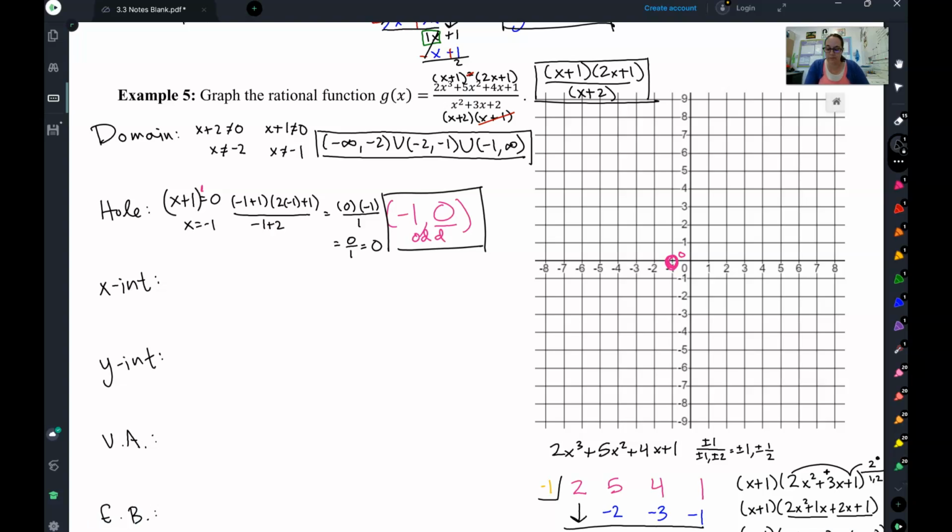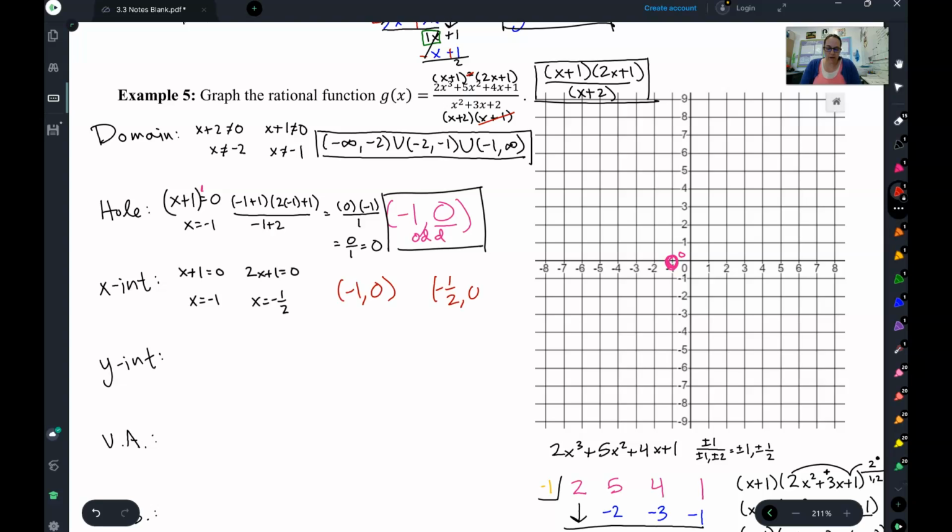Now let's find my x-intercepts. For the rest of the problem, I need to use my simplified version. So x-intercepts, let's look at the numerator of my simplified version. I get x equals -1 and x equals -1/2. So I have -1, 0 and -1/2, 0. However, you'll notice that -1, 0 we already used as a hole. So this is actually what we call a fake x-intercept. This is not an x-intercept, it is actually a hole.